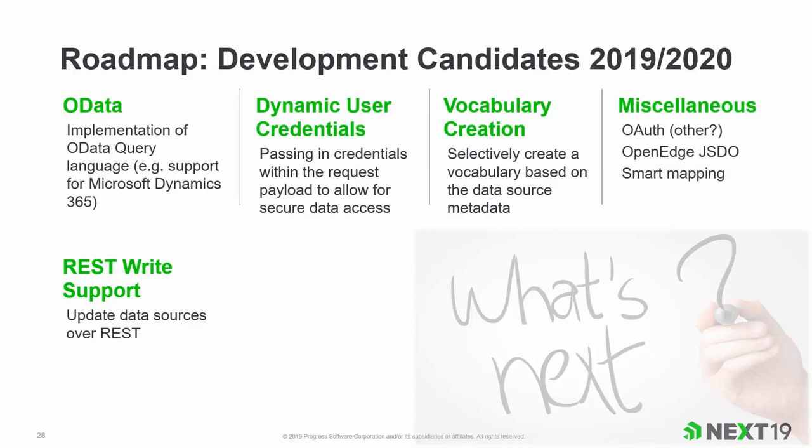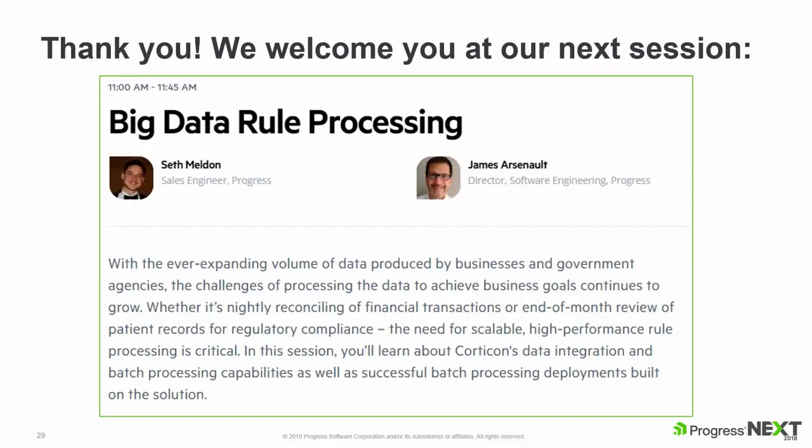You saw the vocabulary. It's actually not automatically created off the data source definition. We anticipate that it's something that we can build as well. So actually populate the Corticon vocabulary for you automatically based on the REST content. But similarly, it might also be an internal relational database structure for which we auto-generate the vocabulary. There are some other things that we're working on, certainly on the OpenEdge side, the JSDO as well, that we want to support, but I delegate that to Tony for his afternoon session, and write support that we already talked about.